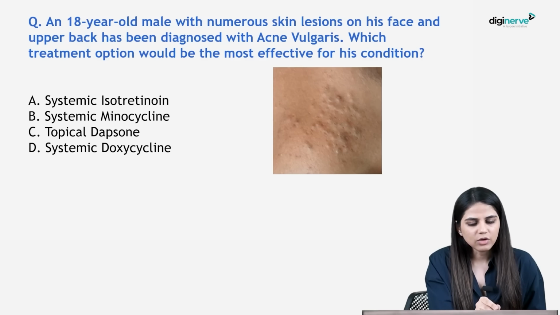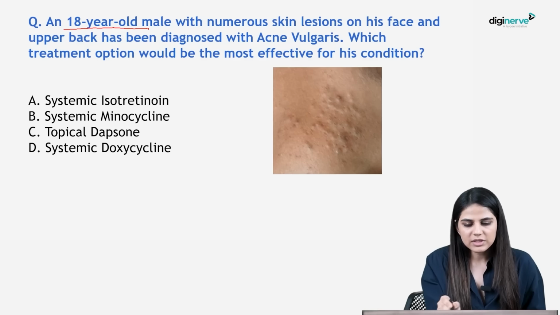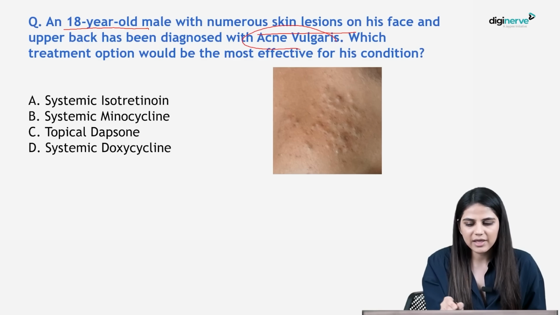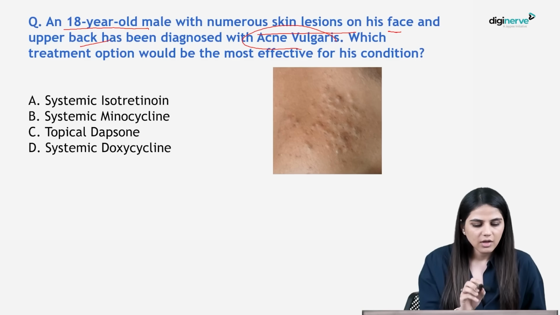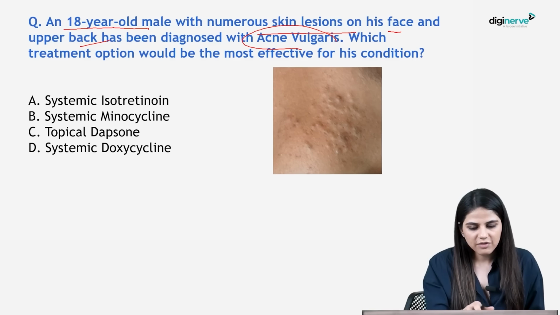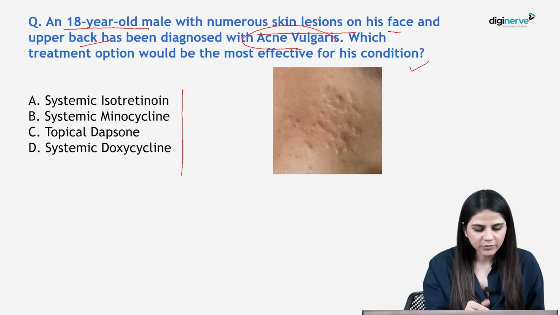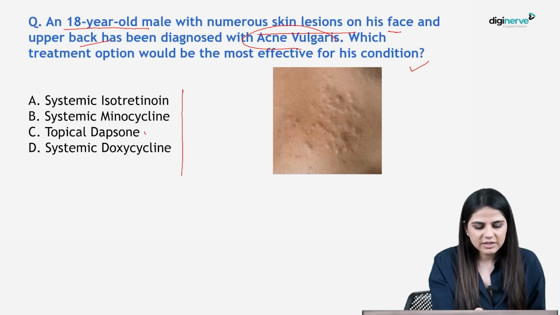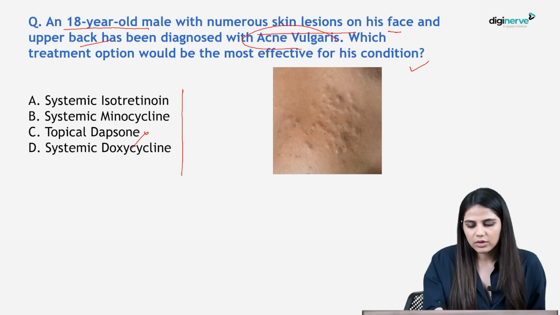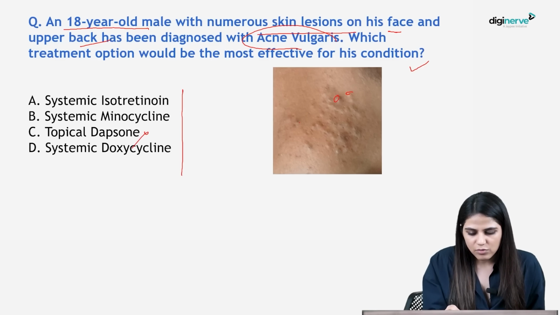An 18-year-old male with numerous skin lesions, upper back and face: acne vulgaris. Alright. Most effective treatment for this condition. This one, all of the treatments are correct for acne. We rule out, okay? It is upper back and face, a little widespread, so let's avoid topical. The lesions don't look like they're inflammatory. Somewhere they look nodular, but most of them probably comedonal also.